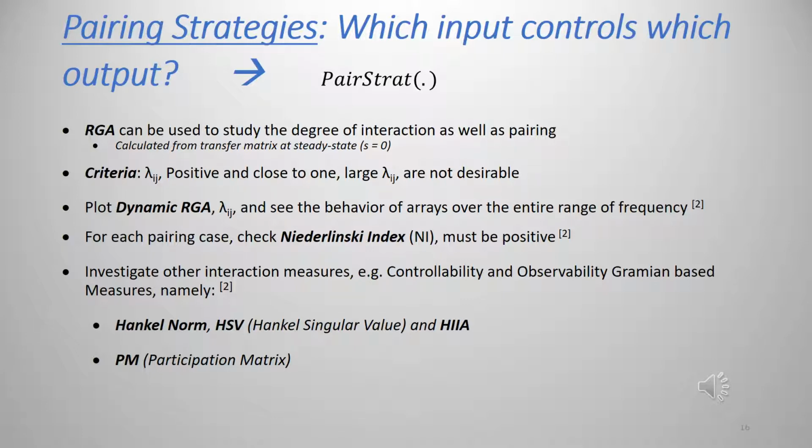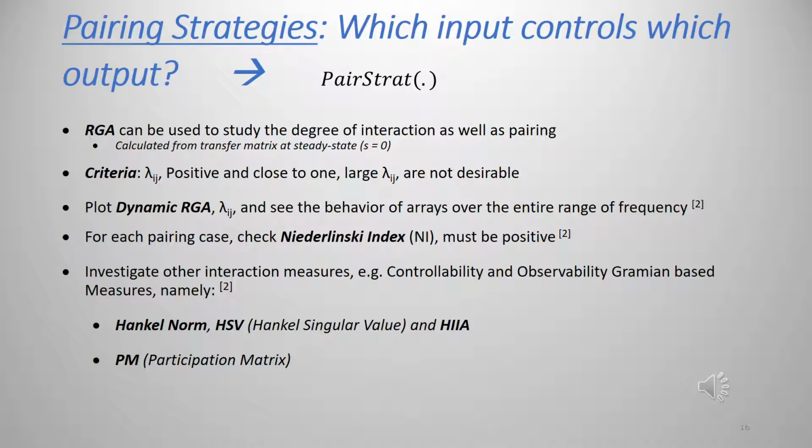And also there is a measure called the Niederlinsky index. It's advised that for each pairing, the Niederlinsky index is calculated. It should be positive, otherwise again it leads to instability.